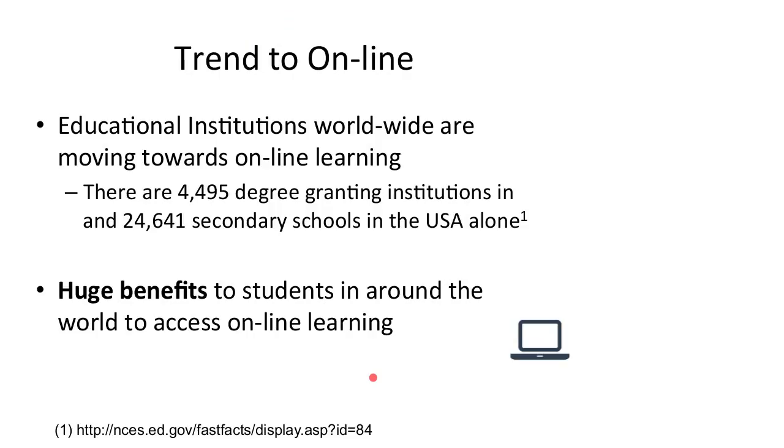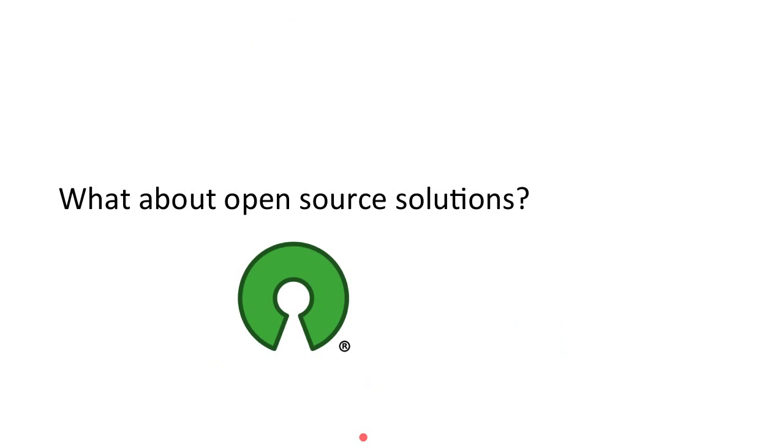So there's a huge trend towards online over the last number of years. If you look at the stats, there are about 4,500 degree-granting institutions in the United States alone, and about 25,000 secondary schools. I Googled and found this data. This number would probably be 10 times worldwide. And there are huge benefits for students around the world to access online learning, as evidenced by the growth of Moodle over the last 10-plus years. Amazing growth and a huge social benefit that Moodle provides.